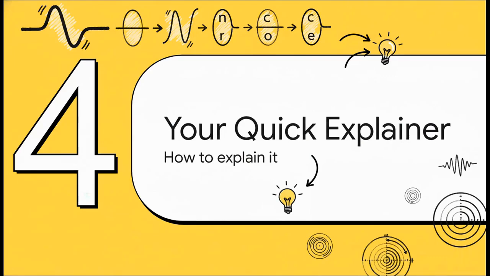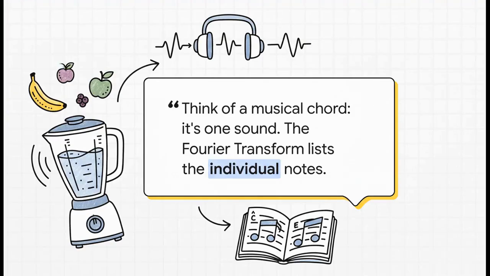Okay, let's wrap this all up. If you need to explain this to someone else, here's the whole idea in a nutshell. This is your quick explainer. It really is this simple. Think of a musical chord. When we hear it, it's just one single sound, right? That's our smoothie. But the Fourier transform is what gives us the sheet music. It's the recipe that tells us, hey, that sound was made up of a C, an E, and a G note. That's all it is at its heart. It's a way for our devices to see the individual ingredients of the world around us, not just the final mixed-up product.